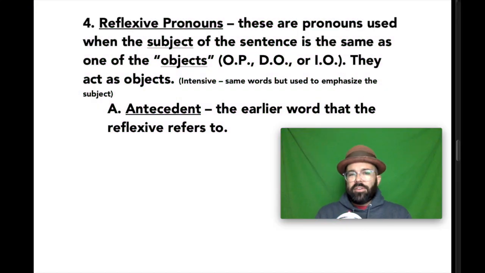Notice also, though, that there is something involved with reflexive pronouns called an antecedent. Now, in the definition, it says that pronouns are used when the subject and the object is the same. And so, since we're using a reflexive pronoun in the object, it's basically referring back to the subject of the sentence, and that's what we call the antecedent. Ante just means kind of before. So we're referring back to something that came before, and that's what the antecedent is. We'll see some examples of that now.